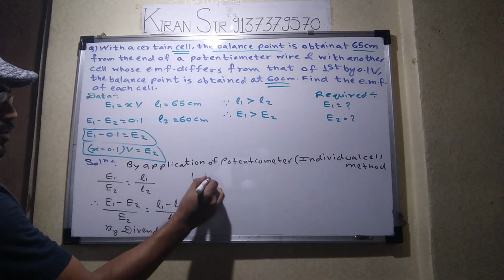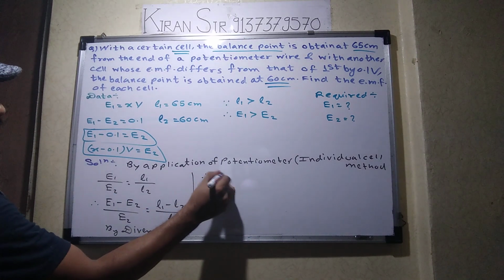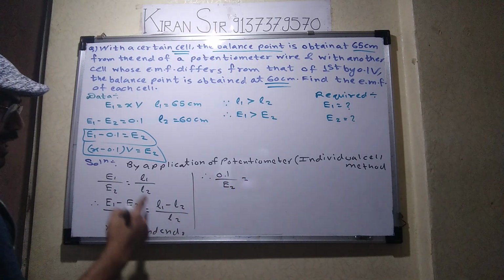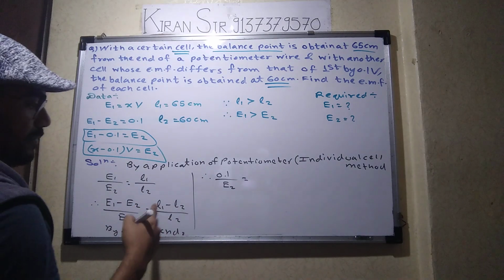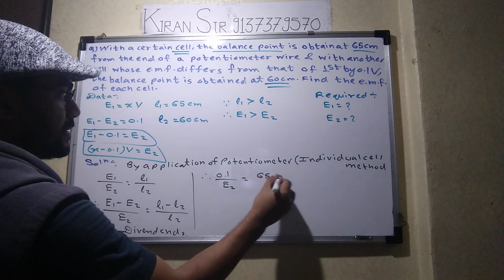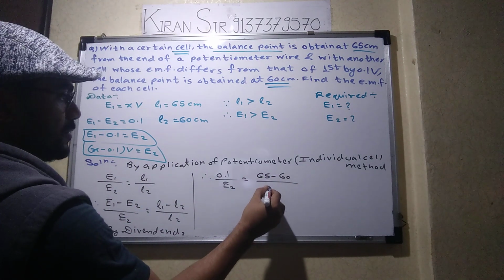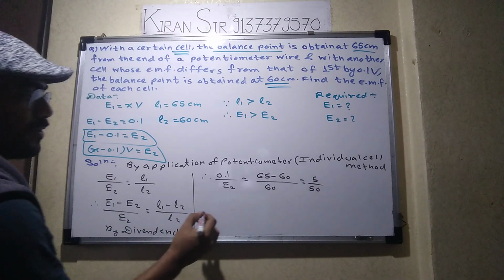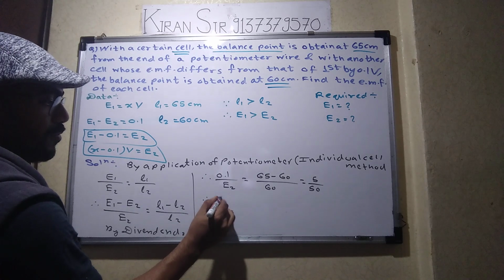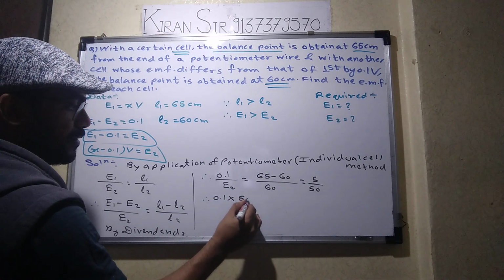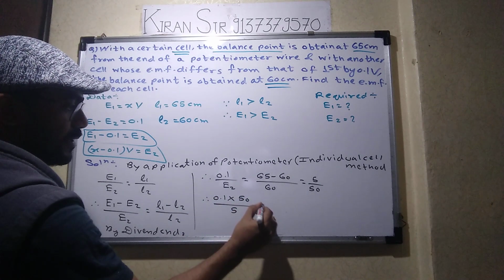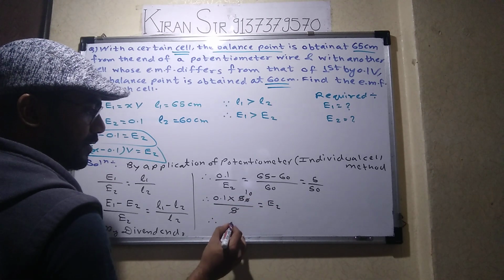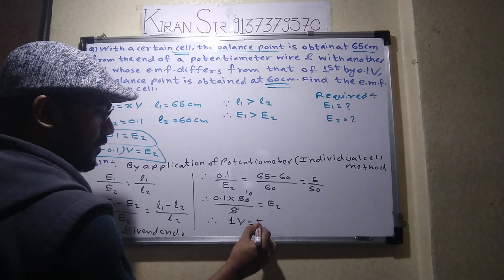So let us put the values. What is E1 minus E2? E1 minus E2 is 0.1. E2 I don't know. L1 minus L2 is 65 minus 60, upon L2, which is 60. So 65 minus 60 is 5, so 5 upon 60. So 0.1 multiplied by 50 upon 5 is the value of E2. So 5 tens are 50, so 1 volt is the value of E2.